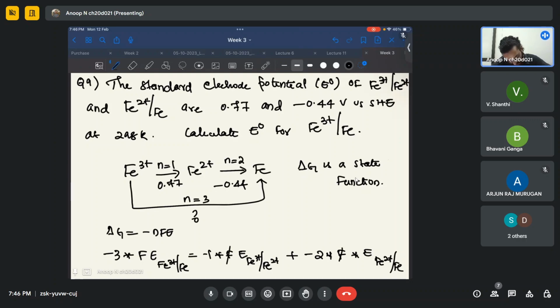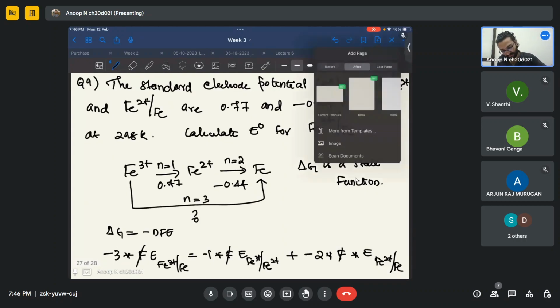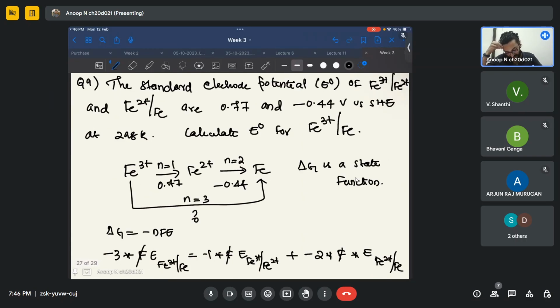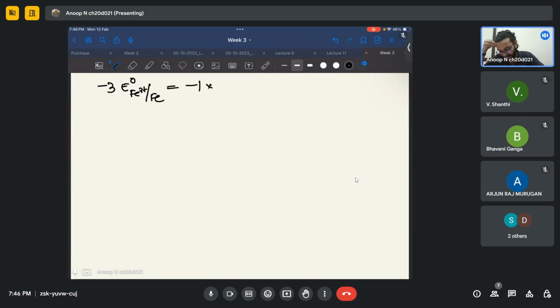So F will cancel out everywhere. Now I think all of you can solve. Can you try to substitute and find the value? So 3 E0 of Fe3+/Fe will be equal to minus 1 into E of Fe3+/Fe2+ minus 2 into E0 of Fe2+/Fe.